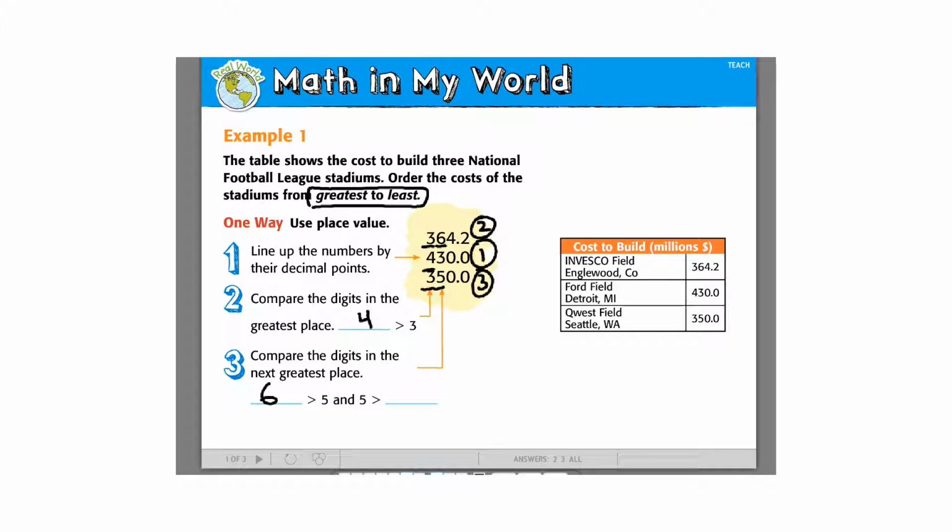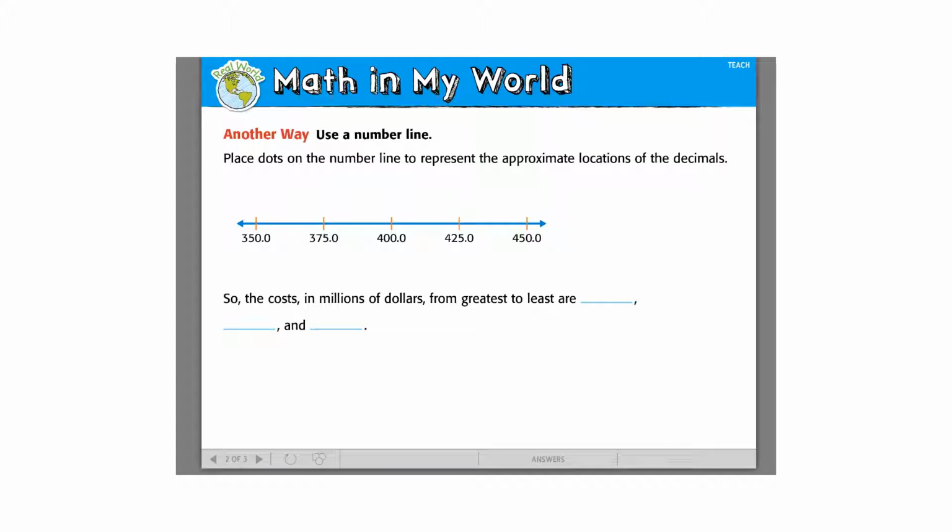So put them in that order. Let me see what your paper looks like. Just don't put anything in that other blank space. Here's another way.